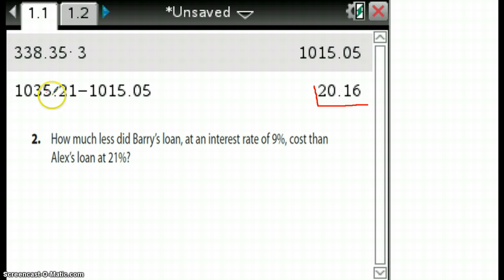Again, you just subtract it. That's what that term less means. How much less? Okay.